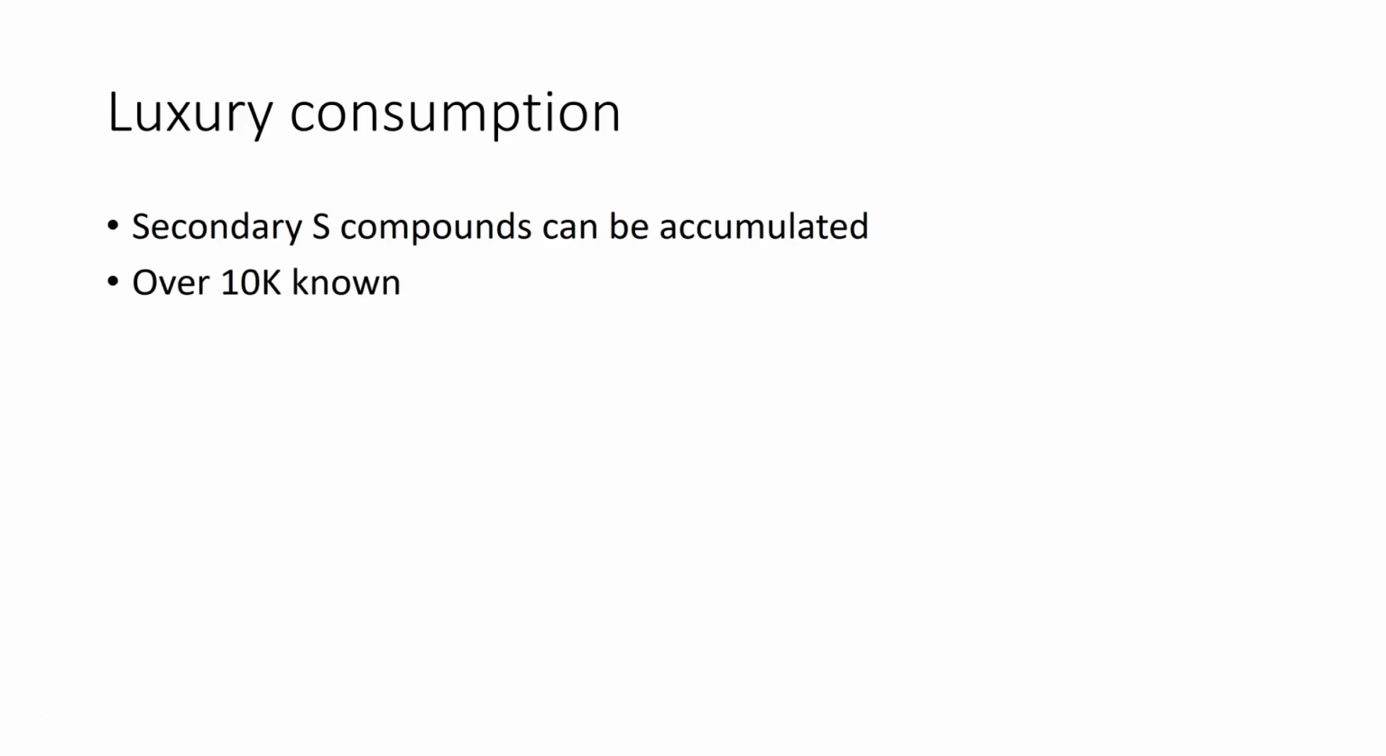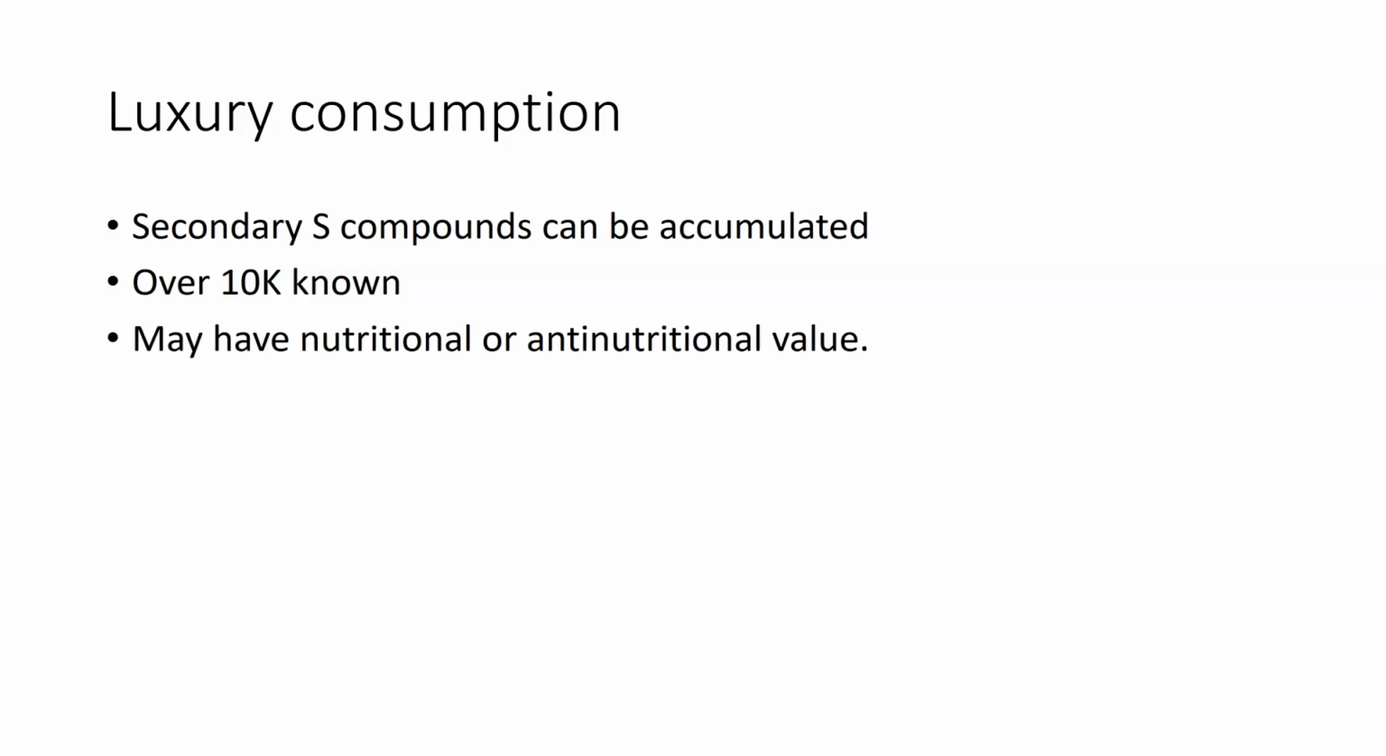They know of over 10,000 different secondary sulfur compounds that have been accumulated in plants. Some of these may have nutritional value. They could even have an anti-nutritional value. Nutritional value means it's going to help you out. Anti-nutritional value means it's actually going to suppress anything you get out of these tissues. 80% of the sulfur in allium, onion, is secondary.